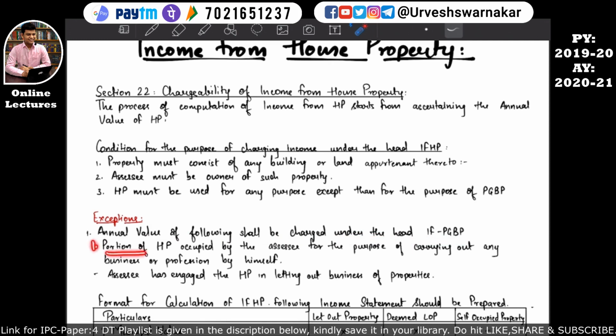First point says that the portion of the house property occupied by the assessee for the purpose of carrying out any business or profession by himself will be charged under the head income from PGBP, that is business and profession. The second point says that if the assessee has engaged the house property in the business of letting out property, then whatever income the assessee has earned from such letting out business of the property will be charged under the head income from PGBP, that is business and profession. I hope this is clear.